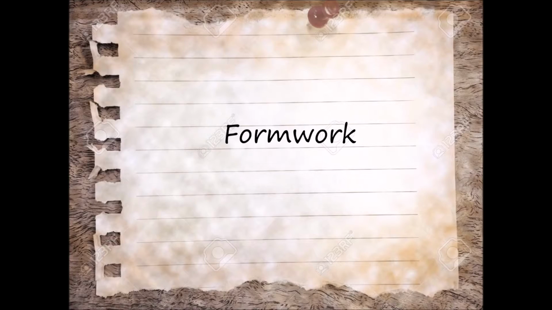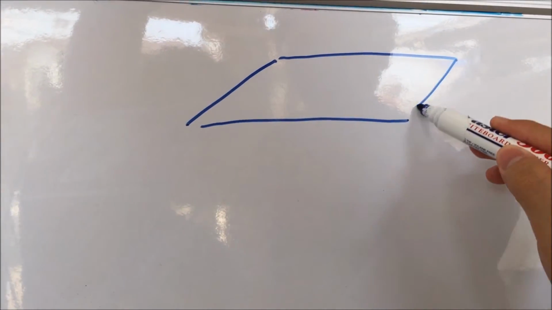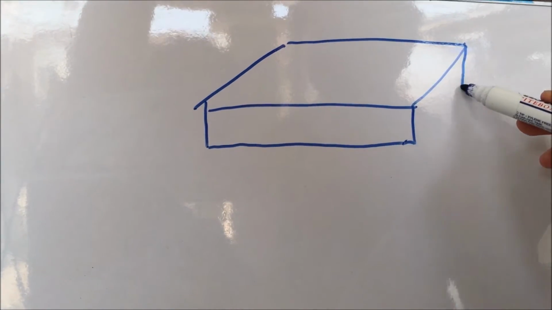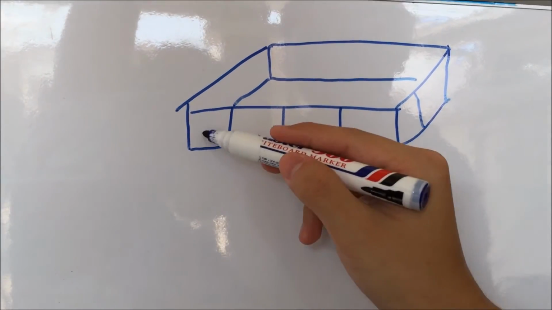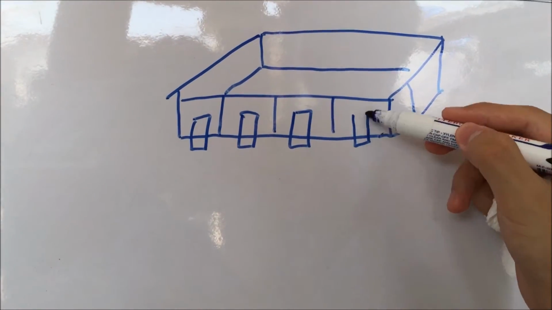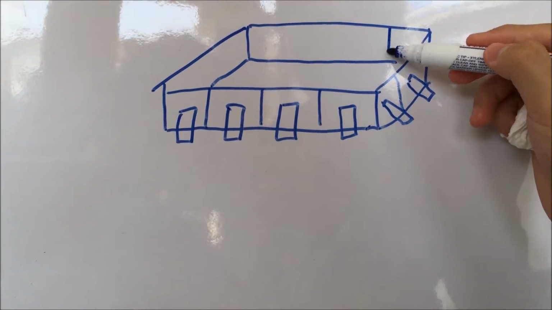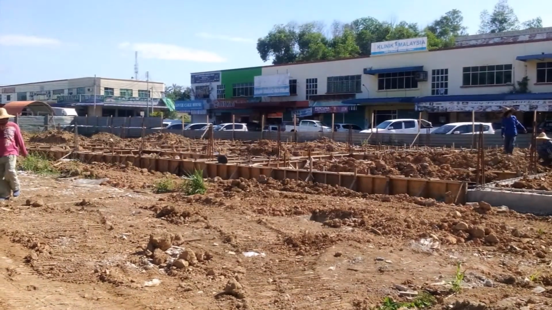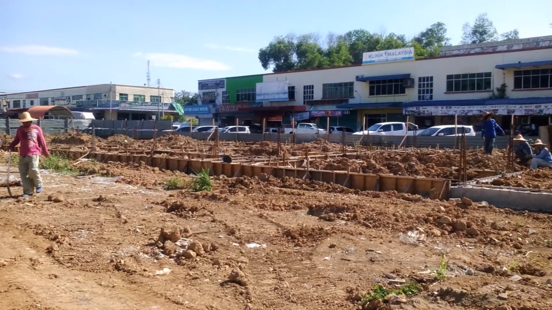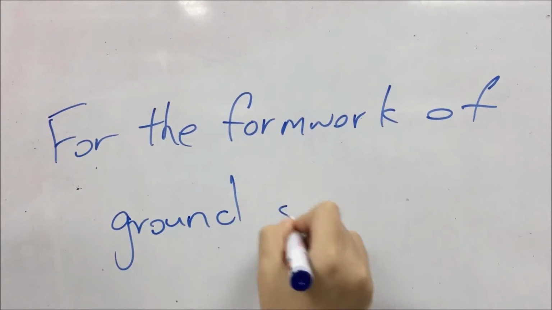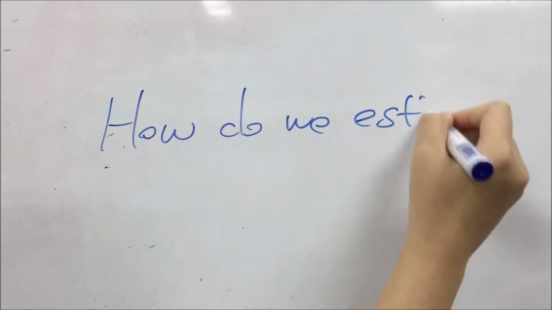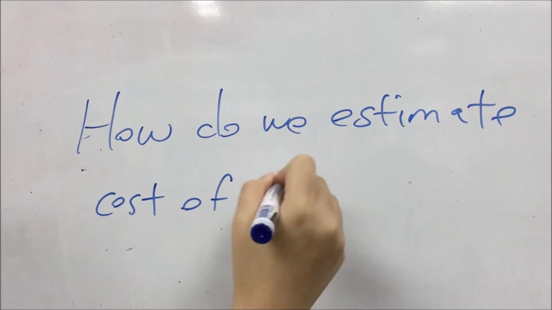For the formwork, first of all, the video shown above is an example of how the formwork is supported with some struttings. For the formwork of ground slab, how do we estimate the cost of formwork for the ground slab?